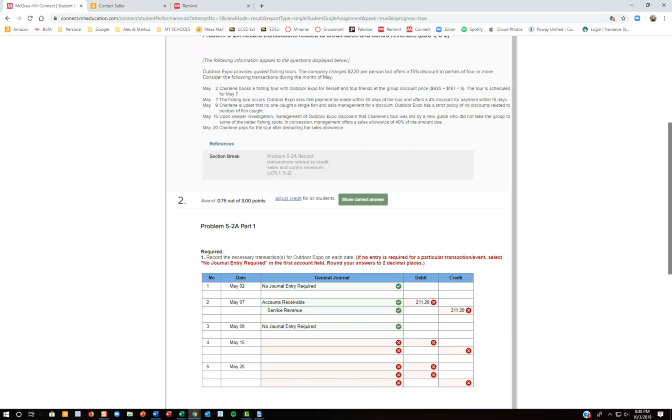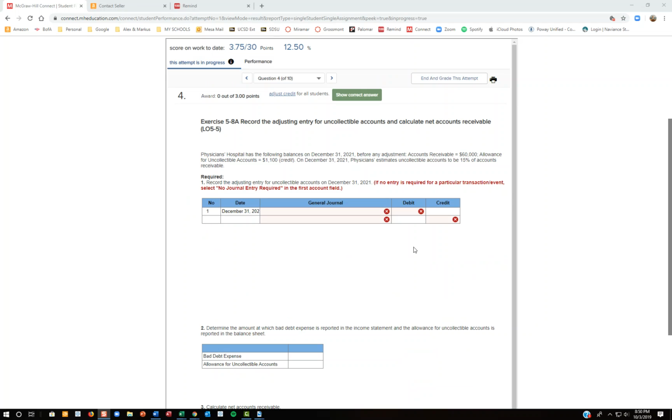Okay? So on the 20th, you're going to obviously receive some cash in. You're going to take some of the amount out of the accounts receivable because we're not going to pay the full amount. And then the other part will go towards the cash discounts. That's the account that gets the credit. Okay? And you'll be able to see that when you look back into the book and maybe even the PowerPoints, because we talked about it there.